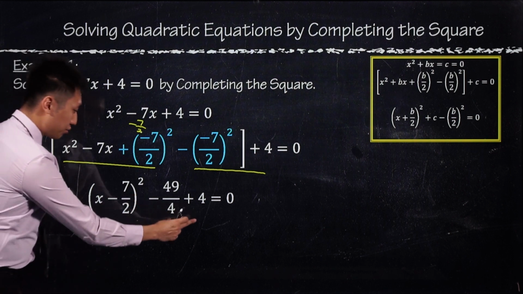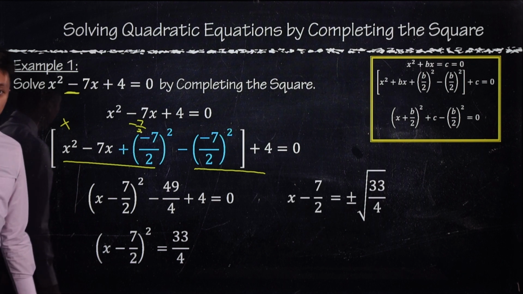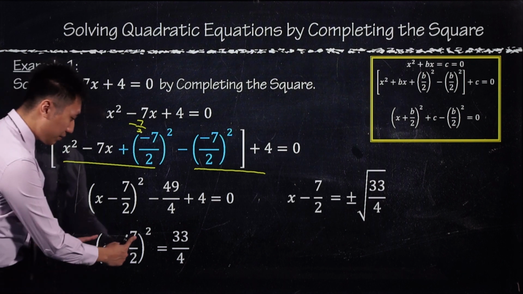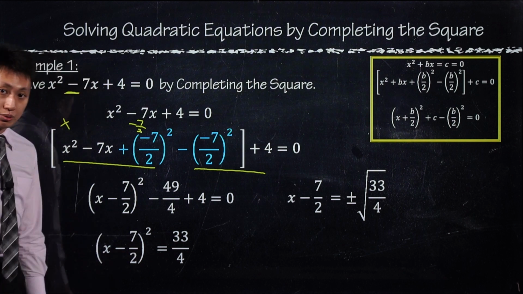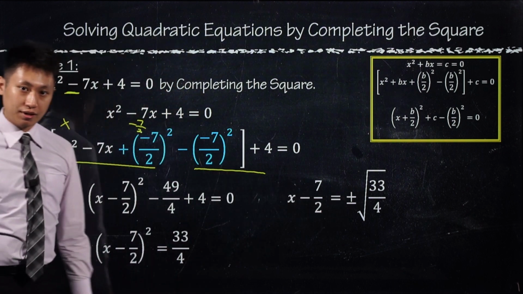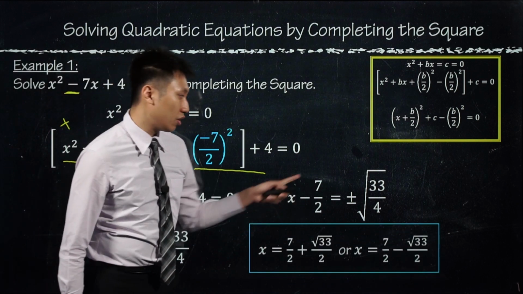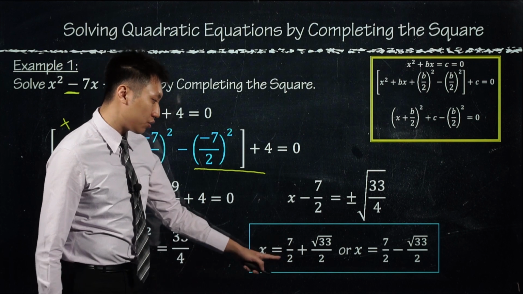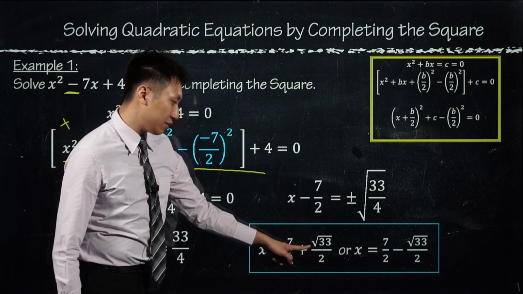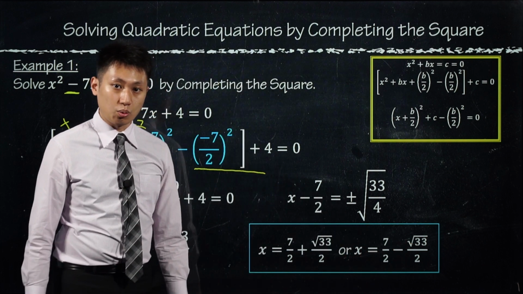So writing in this way. Combine these 2 numbers. I got this one. After that, I have to solve for this one. Something squared is equal to a number. So what do I do? I open up the square and I have positive negative square root of that one. Then after that, I move the negative 7 over 2 over, becomes 7 over 2 plus square root 33 over 2, and 7 over 2 minus square root 33 over 2.